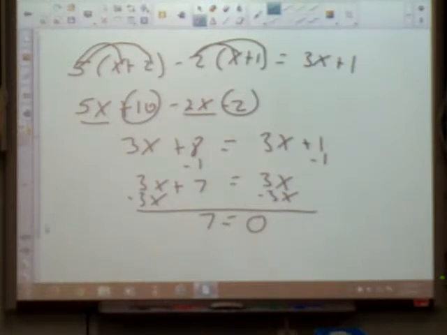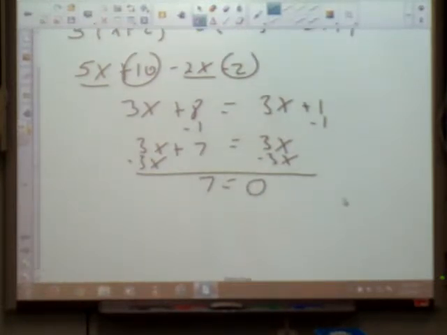So what do we have when it's 7 equals 0? How do I write my solution? No solution, because it's false, right? What type of equation is that out of those new words? Contradiction.